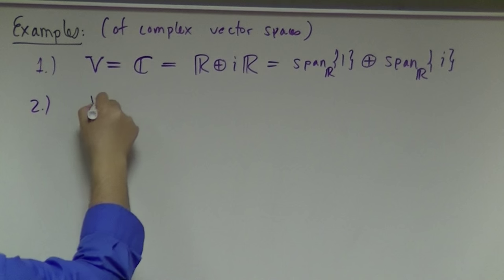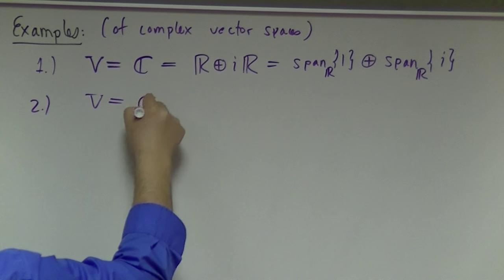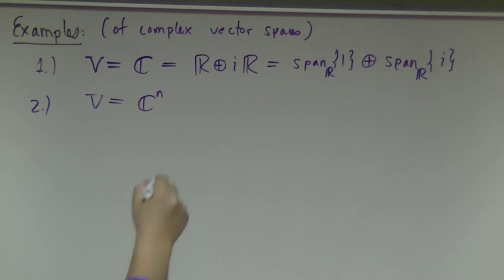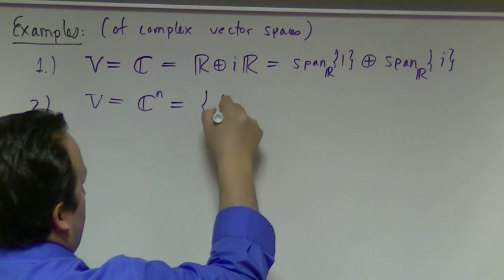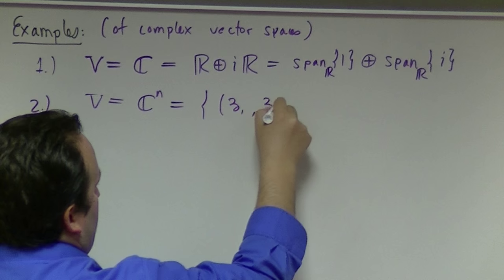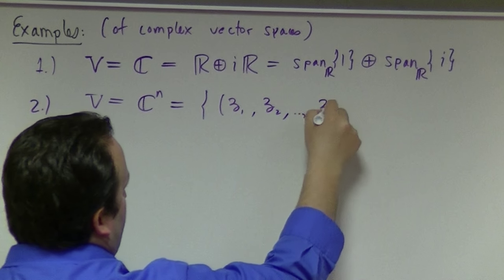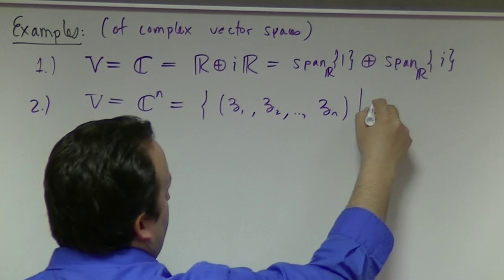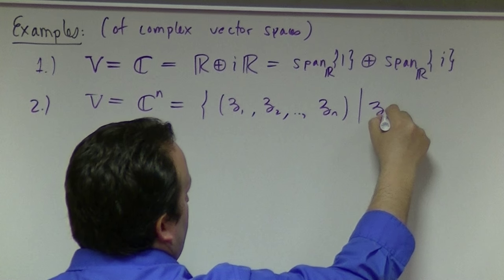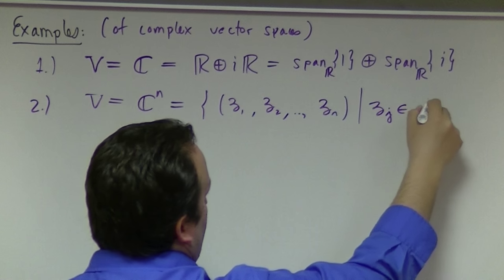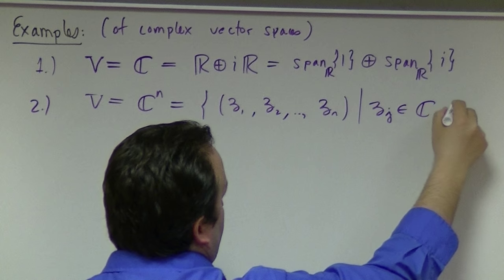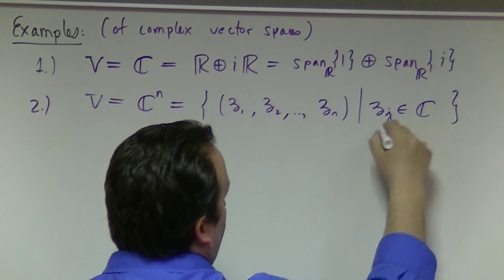Another example would be complex n-vectors. So what that looks like is z1, z2, and so on up to zn, such that what? Z sub j is an element of the complexes, for j equals 1 to n, right?